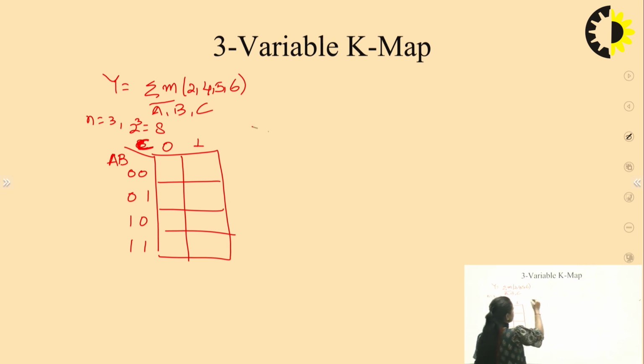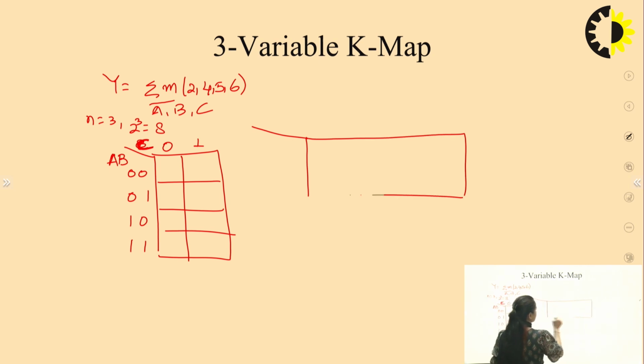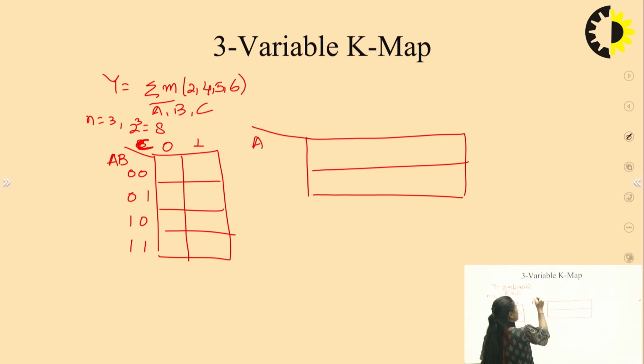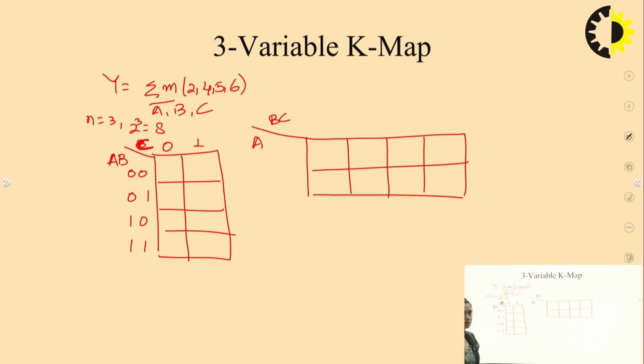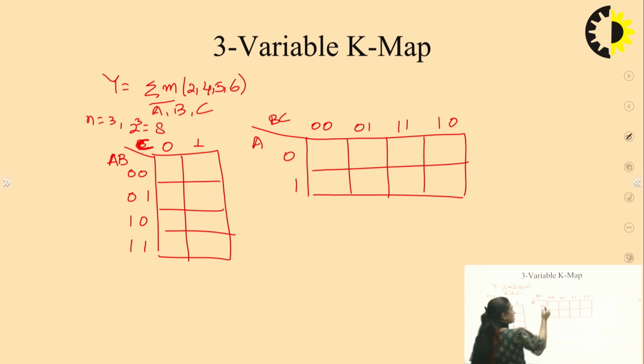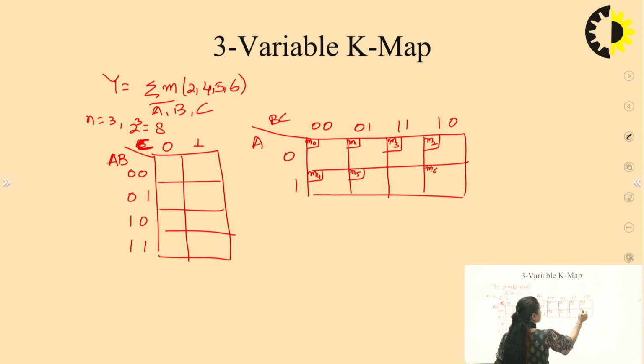Now the other way which we discussed in the previous slide was writing A here and BC here. I'm showing it both ways for your ease. So we'll have 00, 01, 11 and 10, and this is 0 and this is 1. So I can name those as M0, M1, this is my M2. I'm writing these in corners so that I get space to fill in ones. M3. Then I have M4, M5, M6, then M7, right?